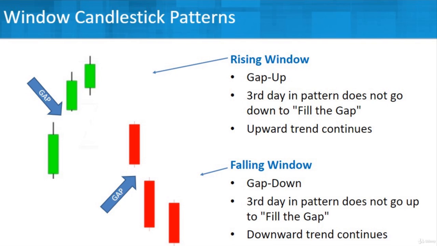So we have this candlestick. Now we have a gap, and they're both red, so we're both going downwards. Our prices are falling. And then the third day in the pattern does not go up to fill the gap, right? It doesn't go up to fill the gap and maintain more overlap. It's going to keep going down. And so that's a falling window, and really a confirmation that the gap is a true gap, that a trend is being established, and that trend is going to continue.